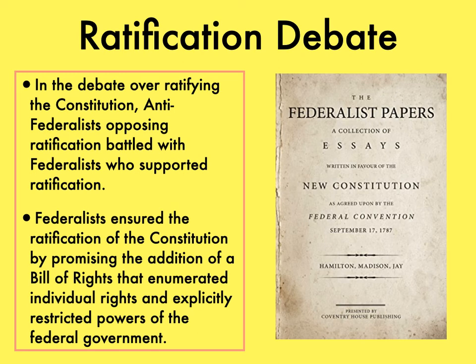The debates were fierce. Federalists like Alexander Hamilton supported ratification. Anti-Federalists opposed ratification. They feared the power of this new central government and the loss of autonomy for each state. Federalists were able to win because they ensured the ratification of the Constitution by promising the addition of a Bill of Rights that enumerated individual rights and explicitly restricted the powers of Congress, of the federal government.